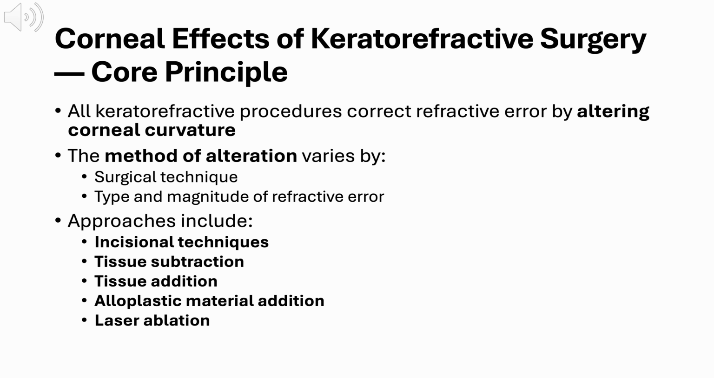Some techniques rely on incisions to redistribute corneal tension. Others subtract tissue to reshape the cornea, add tissue to change curvature, or introduce alloplastic material. Laser ablation is another major approach, using controlled tissue removal to achieve the desired refractive effect. All of these methods ultimately converge on the same biomechanical outcome, reshaping the cornea, but they do so with very different implications for corneal structure and stability.